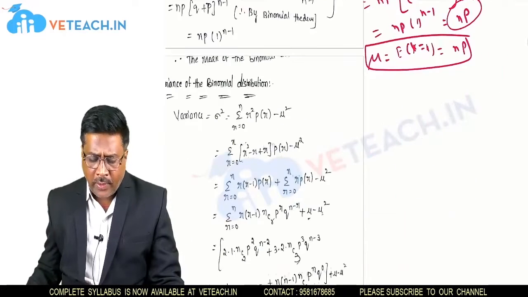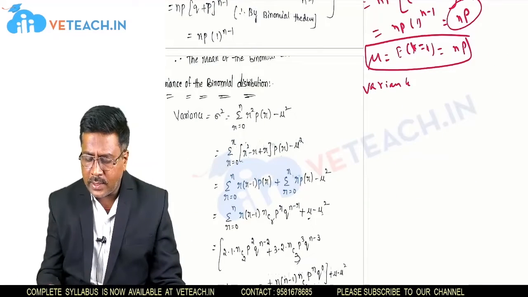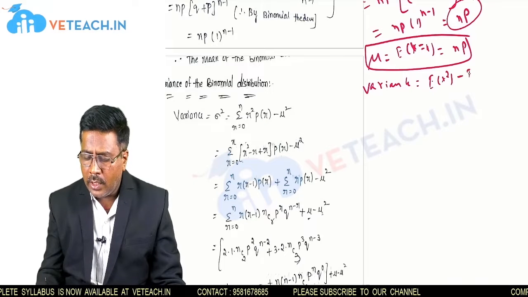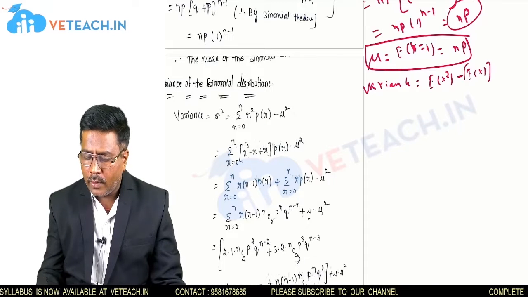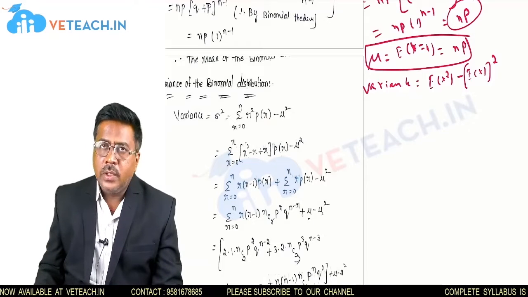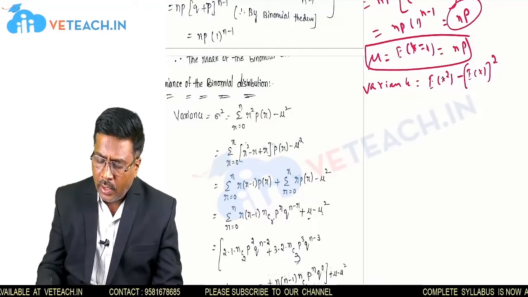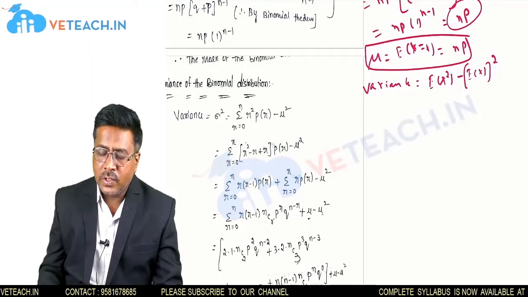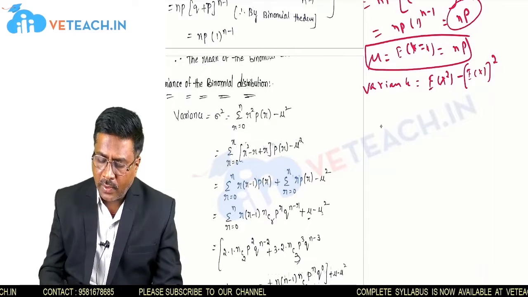Next one. In a similar way, the variance. Variance is equal to E of x square minus E of x whole square. So this is the formula you have to learn, as in the previous videos. So this is the variance, that is the difference of the second moment and the square of the mean. That represents the variance V of x.